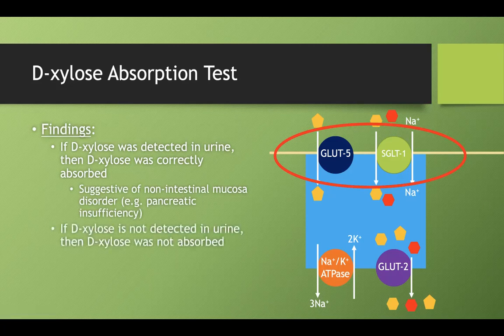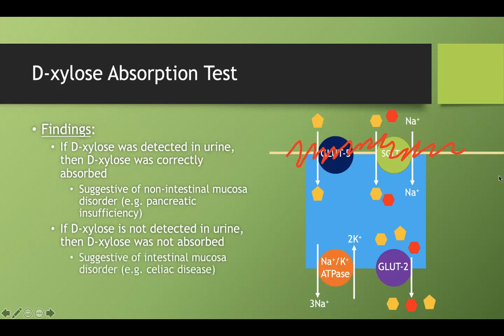And if D-Xylose was not detected, then that means that this region must not be working because it's the only thing you need to absorb D-Xylose. And so then you'll start focusing in more on an intestinal problem like celiac disease.